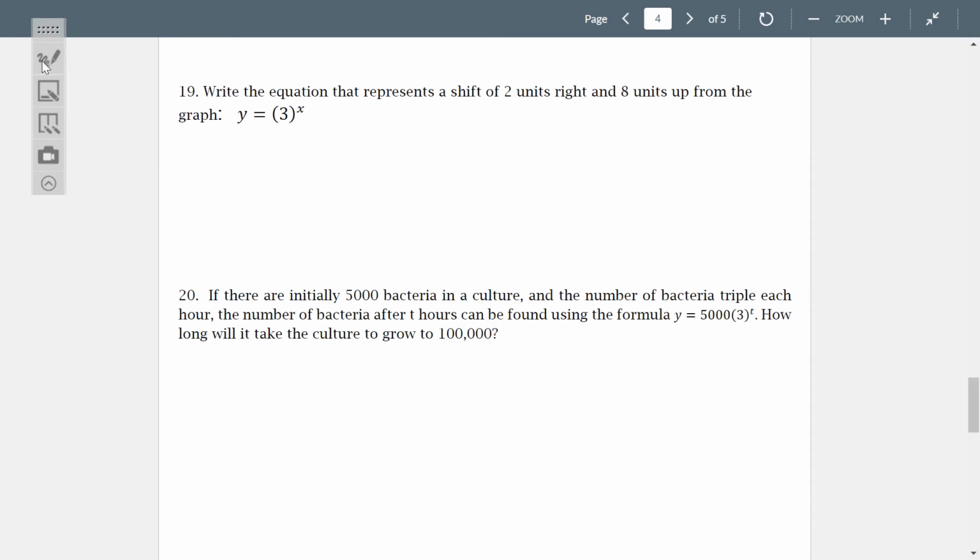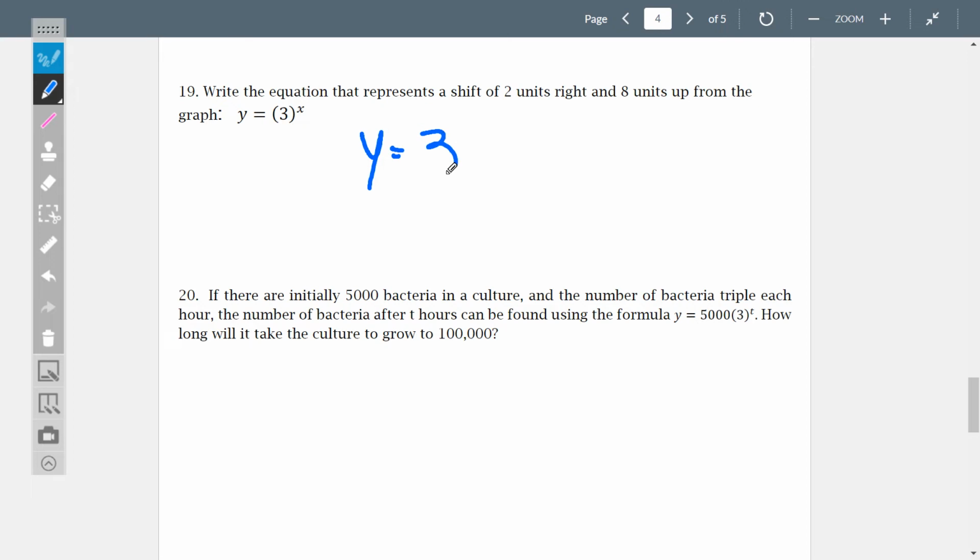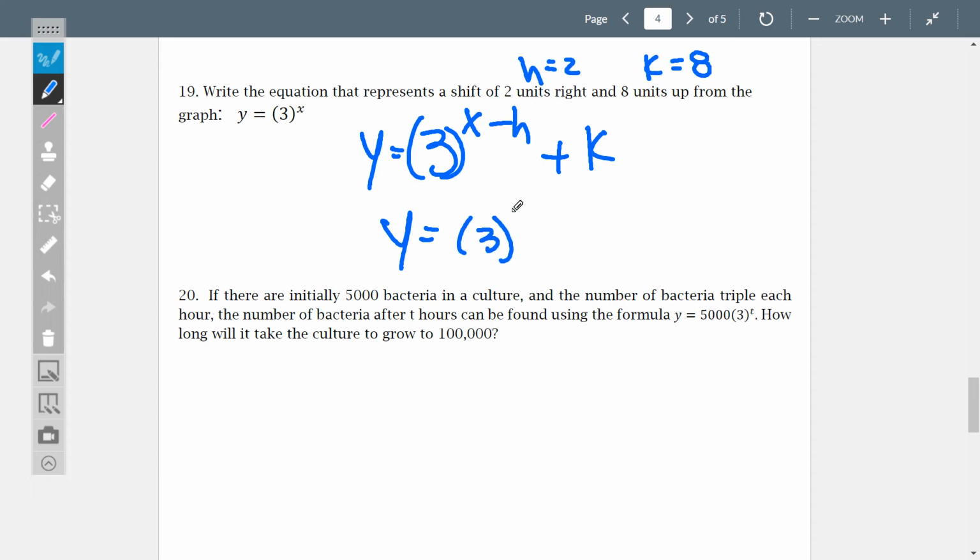Write an equation that represents a shift of 2 units to the right and 8 units up from the graph y equals 3 to the x. A horizontal shift will directly affect the x coordinate. A vertical shift will directly affect the y, or the output of the function. So 2 units to the right means h is equal to 2, and k is equal to 8 because it's 8 units up. So our function would look like this: 3 to the x minus 2, plus 8.